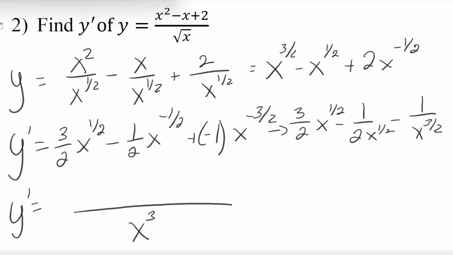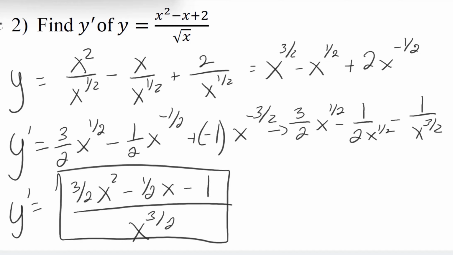So I would end up getting x to the 3/2 down the bottom as my exponent, or as my denominator. So I have 3/2 x squared, if I'm going to get a common denominator. If you did this in the quotient rule, you're going to end up getting something over something. And then we have minus 1/2 x minus 1. And that's what you should end up getting.